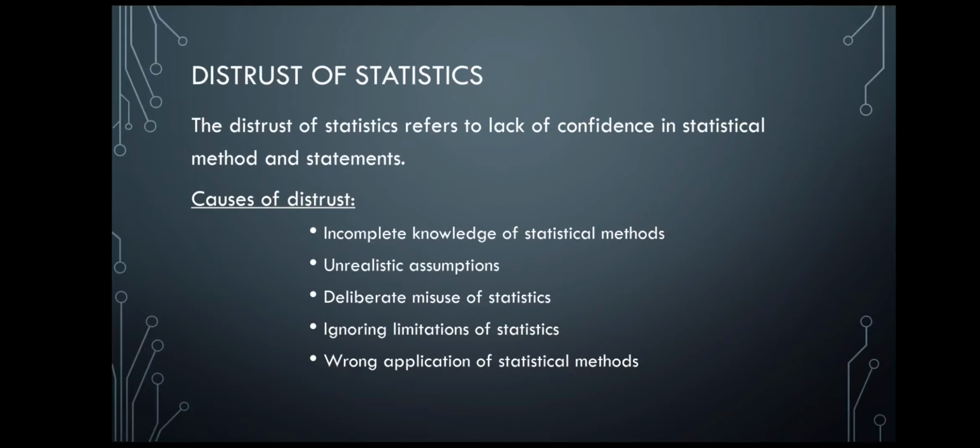Now, there is this very small topic, distrust of statistics. Distrust of statistics refers to the lack of confidence in statistical methods and statements. Many people do not completely believe in the methods of statistics. The causes of this distrust are incomplete knowledge of statistical methods, unrealistic assumptions, deliberate misuse of statistics, ignoring limitations of statistics, and wrong application of statistical methods. These are the causes of that distrust. This is why this distrust happens.